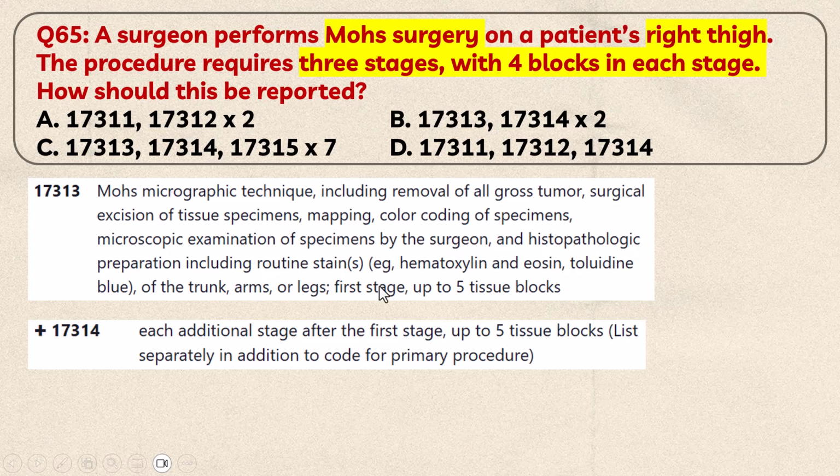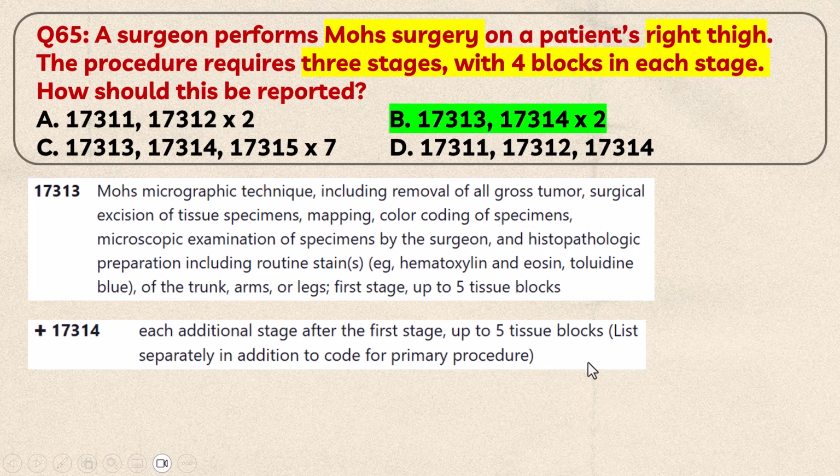So legs, first stage up to 5 blocks. So here it's 4 blocks. So up to 5 blocks you can use this one. And for each additional stage after the first stage up to 5 tissue blocks, you have to use separate codes. But here only up to 4 codes, but 4 stages.